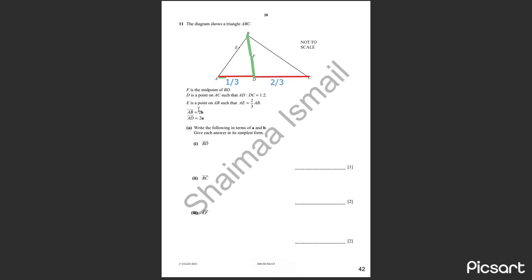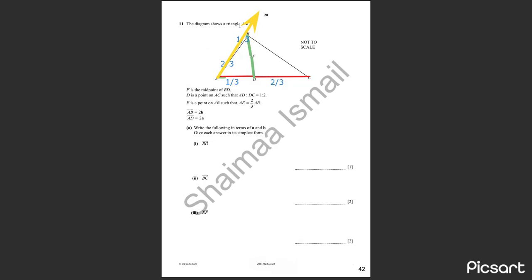Okay, next. E is a point such that AE is 2/3. Again, here is 2/3 and 1/3, the same. So here is 2 out of 3, and here is 1 out of 3, the same as the AC. Okay, so here he said that the AB direction is equal to 2B. So this direction here, the AB is equal to 2B. I write it very big, just to be clear.